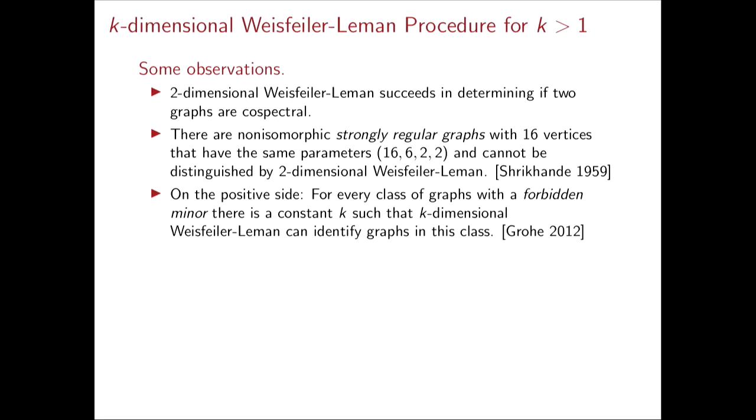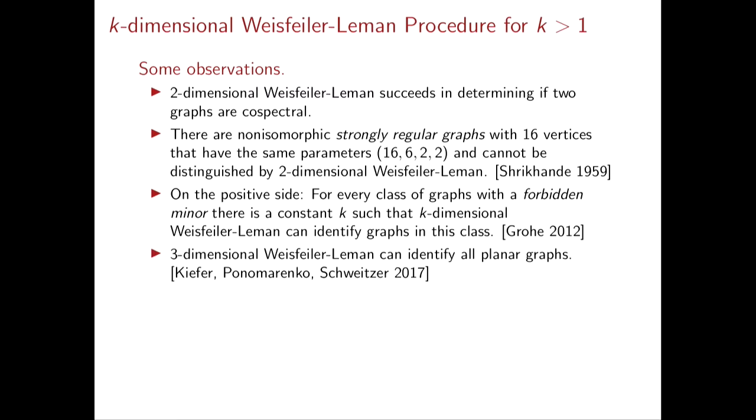I just wanted to say something on the positive side. I'll come back to the Shrikhande example in a minute. On the positive side, as I mentioned in the initial summary of algorithms for graph isomorphism, if you take any class of graphs with a forbidden minor, for example, planar graphs, which have 2 forbidden minors, K33 and K5, if you take any class of graphs with a single forbidden minor, there is a constant K such that K-dimensional Weisfeiler-Lehman can tell this graph apart from any other graph that's non-isomorphic to it. But the constant K could be much larger than the size of the forbidden minor in Grohe's algorithm.